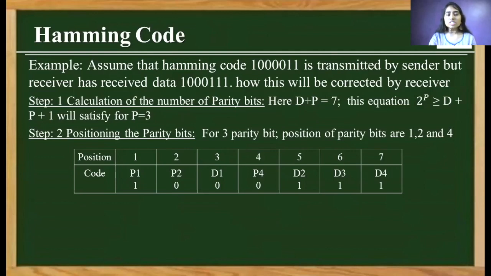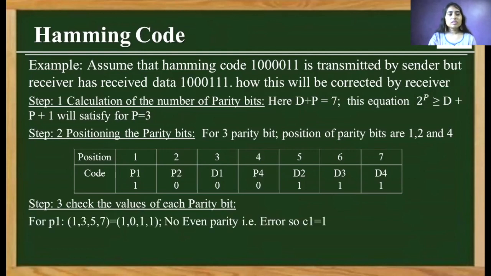So now just check errors in the message. For that, check the values of each parity bit. For P1, we have to consider positions 1, 3, 5, 7. Here we send the message with even parity in this combination. So if there is an error, this even parity will be changed. So let's check for 1, 3, 5, 7.